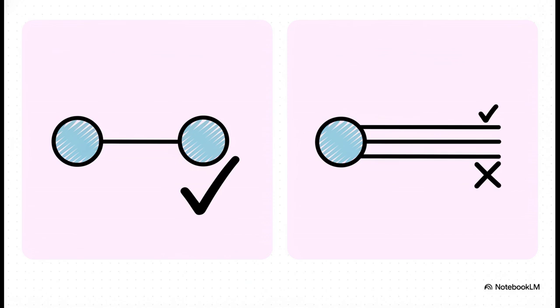So if you're trying to figure out hybridization, whether a carbon is sp3, sp2, or sp, you only count the sigma bonds and any lone pairs of electrons. You completely ignore the pi bonds. Seriously, just pretend they aren't there. It's just a simple counting game.